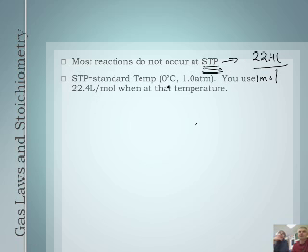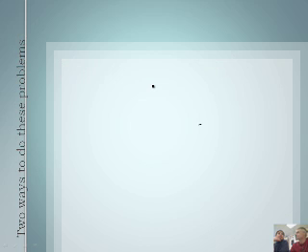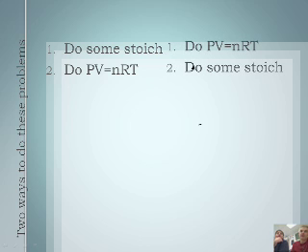Standard temperature and pressure, as you recall, is 0 Celsius, 1 atmosphere. You could use that 22.4, but only if you're at that temperature and that pressure, which is just not going to happen very often. So there are 2 ways to solve these problems. You can, A, do some stoich, and then do PV equals nRT. Or B, do PV equals nRT, and then do stoich. It depends on what you're starting with.